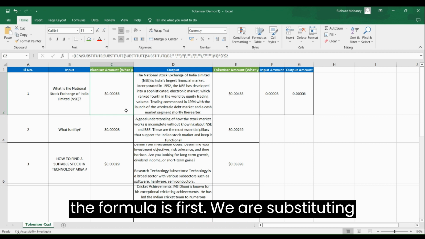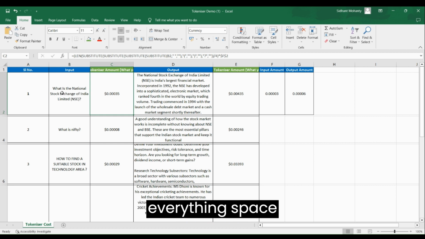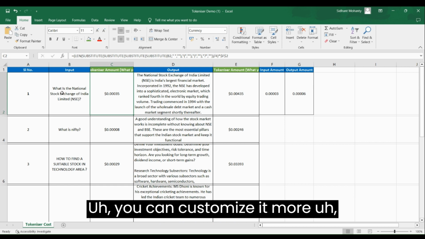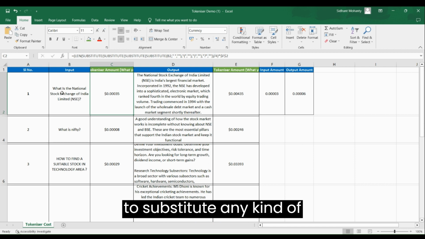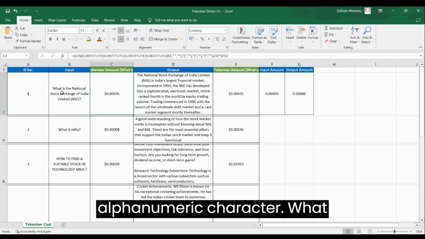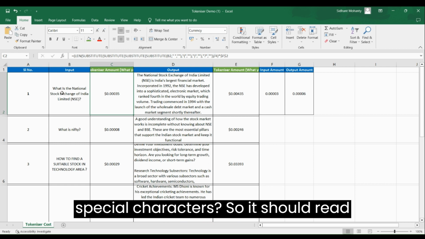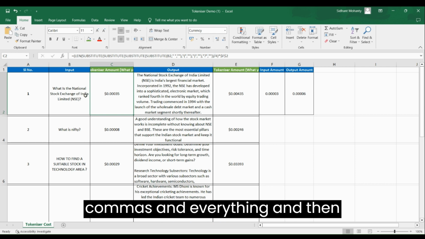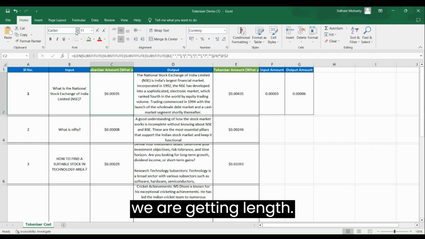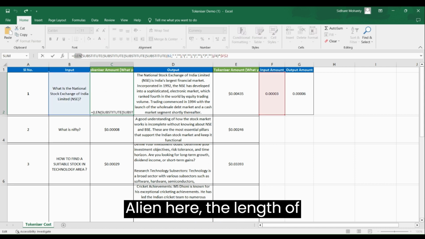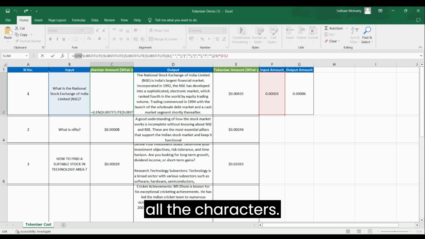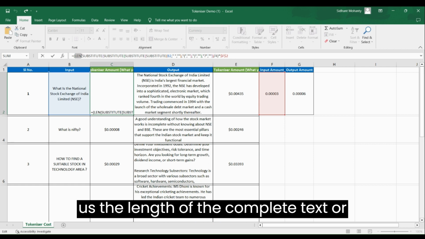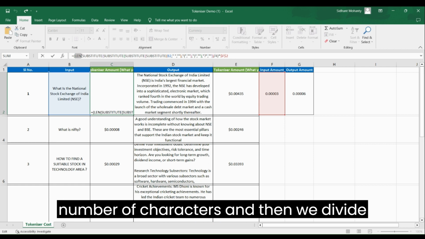The formula is, first we are substituting everything: space, brackets, question mark. You can customize it more to substitute any kind of alphanumeric character or special characters, so it should read only the words. So first we are substituting everything, the space, commas and everything. And then we are getting the length, LEN here, of all the characters, or you can say the string. So it will give us the length of the complete text or string, so we will get the total number of characters.